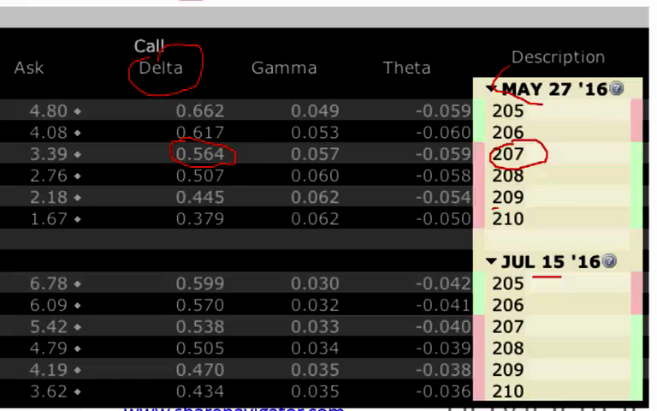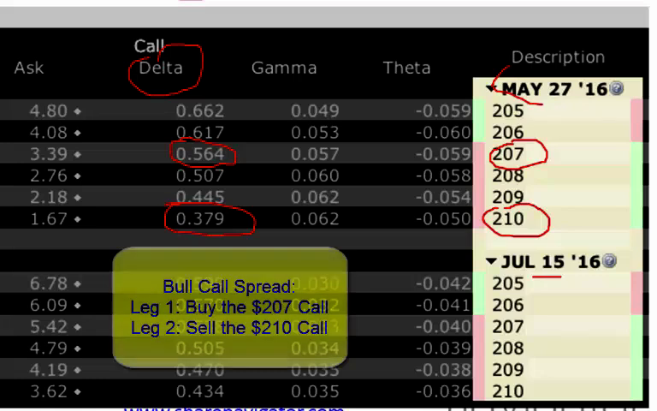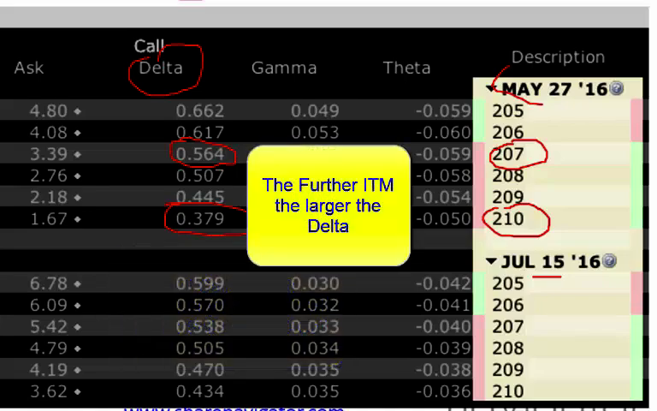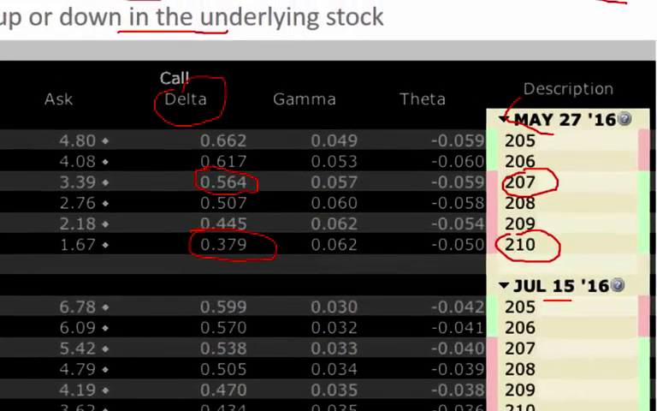If you look at the 210 strike, for example, you can see that the delta is different. It's 0.379. So in that situation, if the share price of SPY went up by $1, the value of the 210 call would go up by 37 cents, almost 38 cents. And if the value of SPY dropped by $1, the value of the 210 call would almost drop by 38 cents. So remember, with a bull call spread, we've got two call options to consider. We'll discuss that in greater detail in a moment. But just notice with delta that the further in the money you go, the larger the delta.